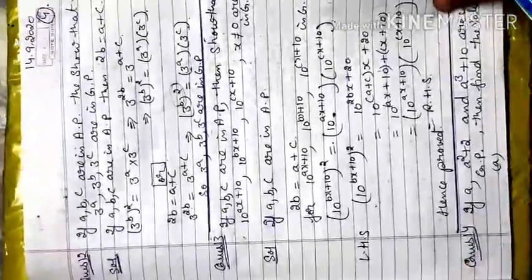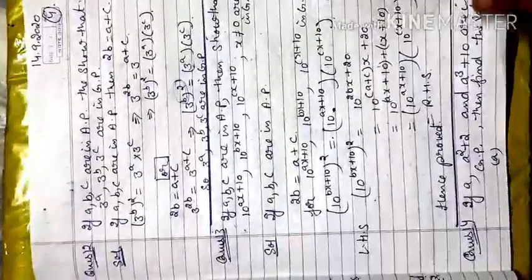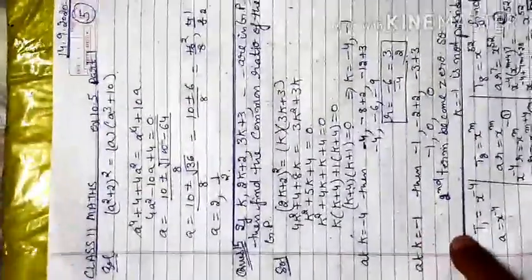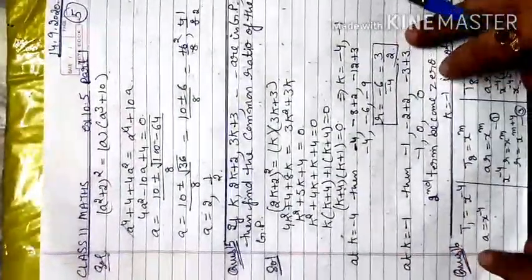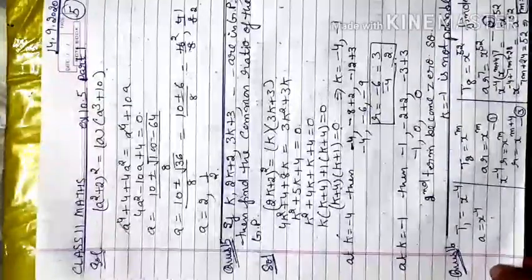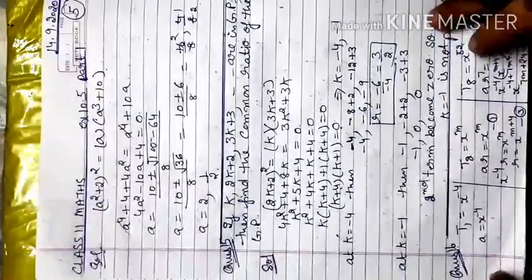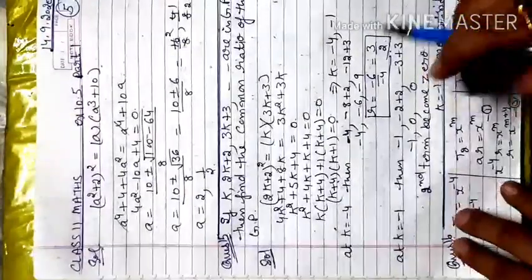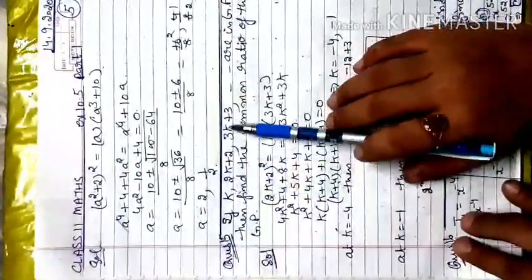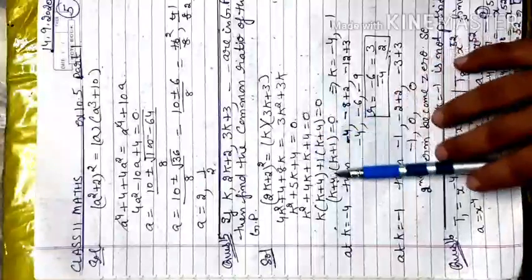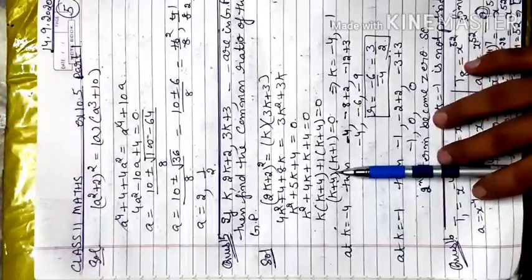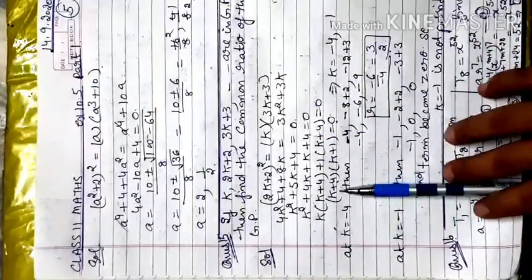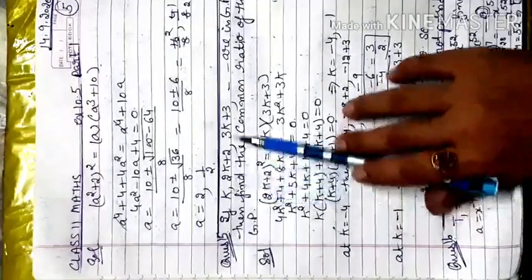Here also, in the 14th question, if you want to find a particular value and the terms are given in a GP series, then the middle term squared is equal to the multiplication of the first and third term. By multiplying, you will get the A value by the quadratic equation rule. Same is your 15th question: the middle term squared is equal to the multiplication of the first and third term. From that you will find the K value, because after finding the K value you will apply it in this series.